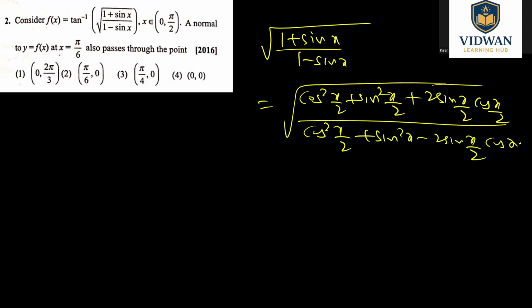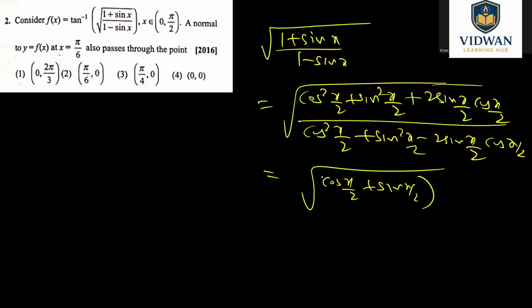Sir, will you get the same? No, the previous one will give a different answer. This is in half angles. So cos x by 2 plus sin x by 2 whole square by cos x by 2 minus sin x by 2 whole square. In the previous case, you could have got something like secant plus tan or something. But I want something in tan only.